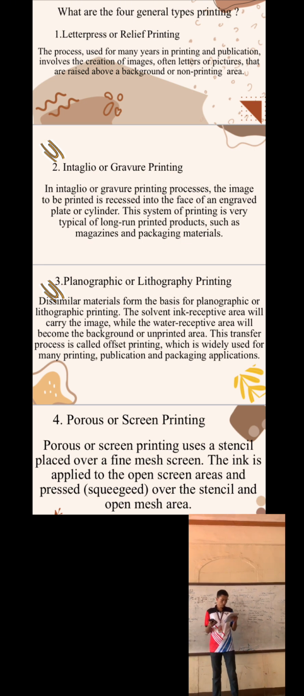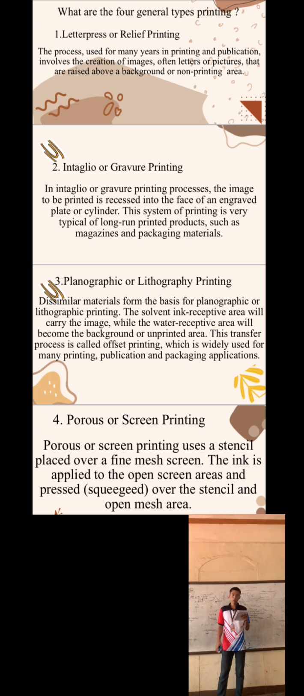Next is porous or screen printing. Porous or screen printing uses a stencil placed over a fine mesh screen. The ink is applied to the open areas and pressed over the stencil and open mesh area. The image is transferred to the substrate by pushing ink through a porous mesh which carries the pictorial or typed image. That's all.